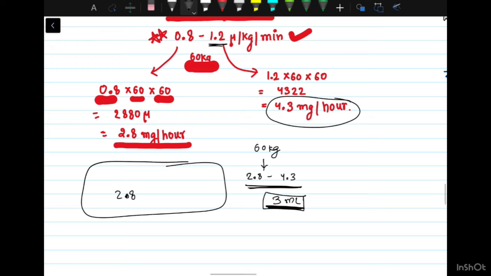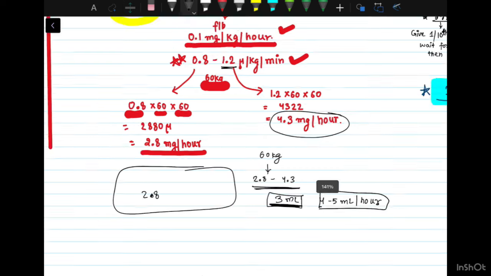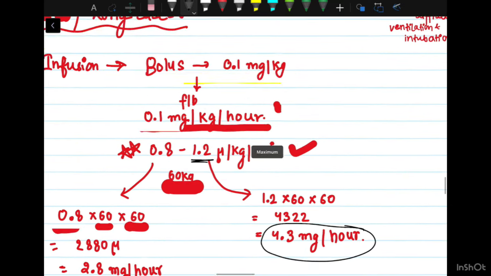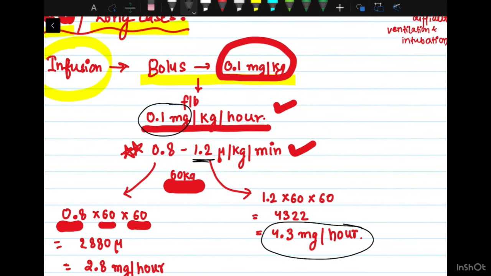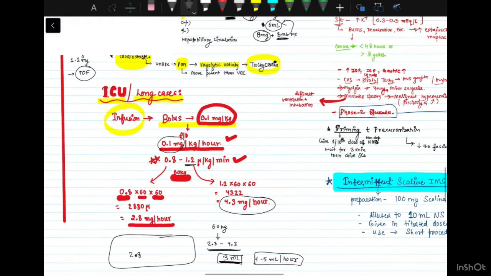If you want to be very sure that the patient should not move at all, you can increase it to 4 or 5 ml per hour rate. So this is the most practical point that I want to make. And this 0.1 mg per kg, obviously, is the higher, the maximum rate that you can set.